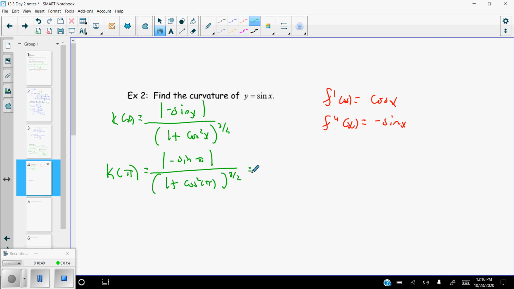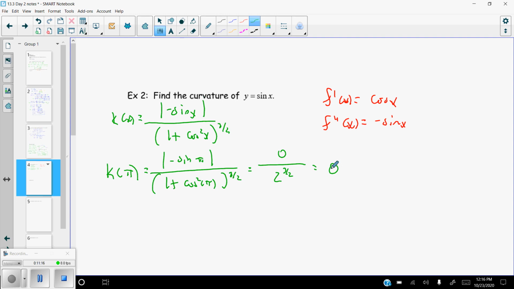And of course, sine of pi is 0, so negative 0 is still 0, absolute value of that is still 0. As long as I don't get 0 in the denominator, we're okay. Cosine of pi is negative 1, so you're going to get negative 1 squared, which is 1, so 1 plus 1 is 2, you're going to get 2 to the 3/2. Again, as long as that wasn't 0, we're fine. So the curvature at pi is 0. So when the sine function crosses through the x-axis there at pi, it actually has no curvature at all.